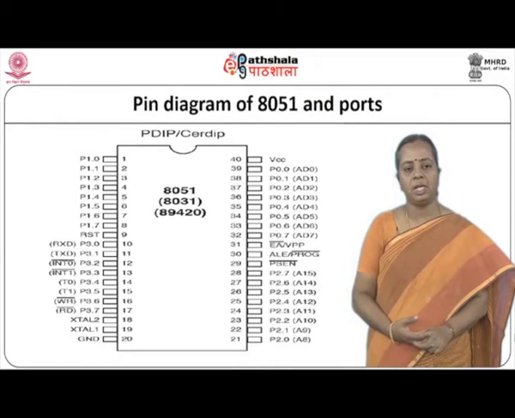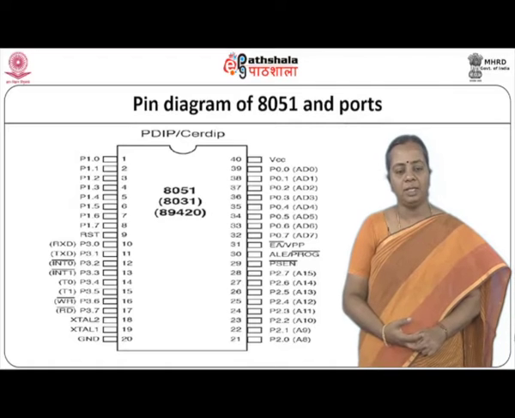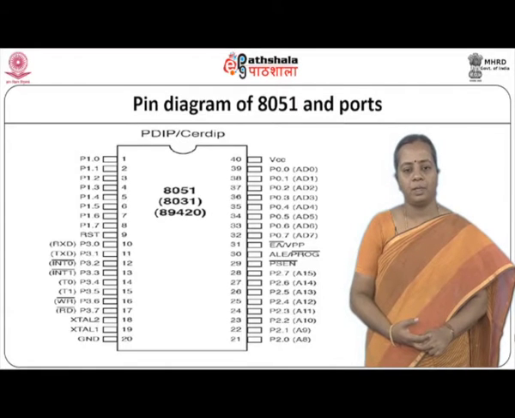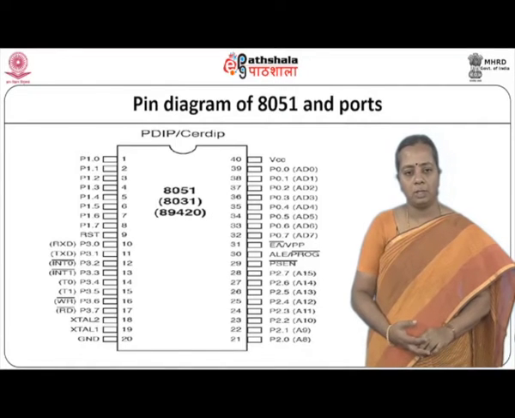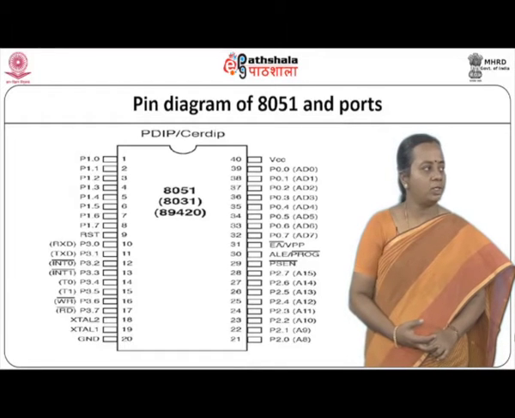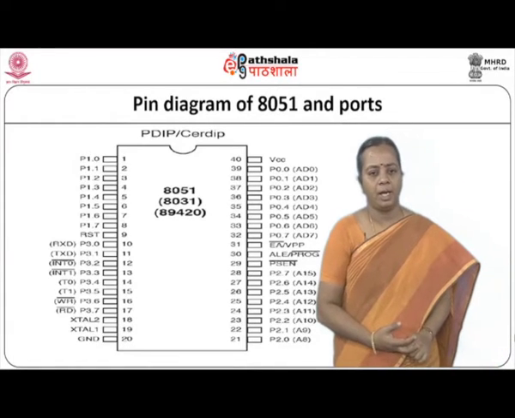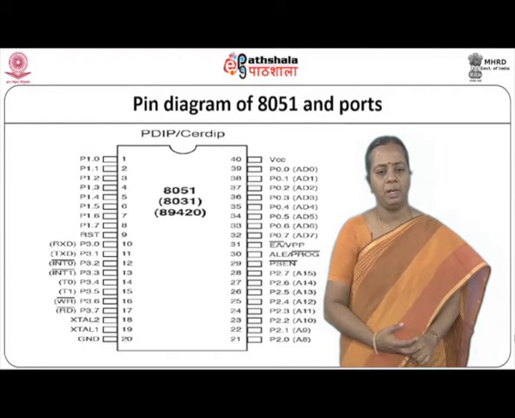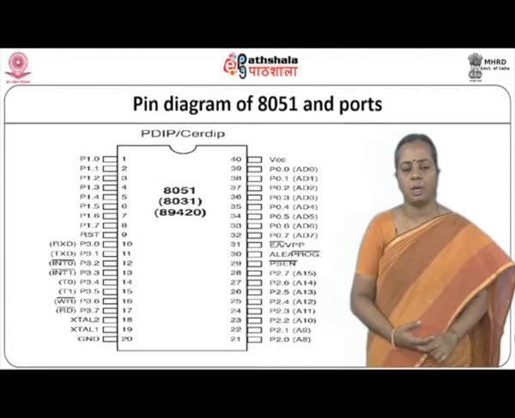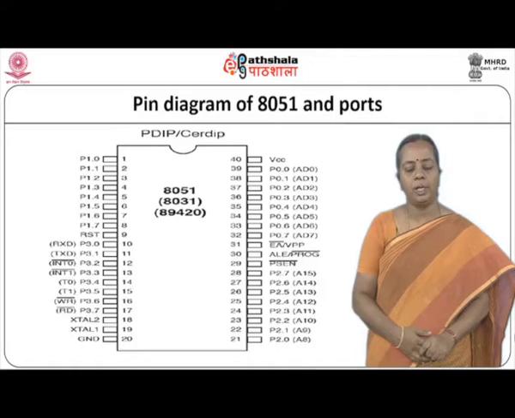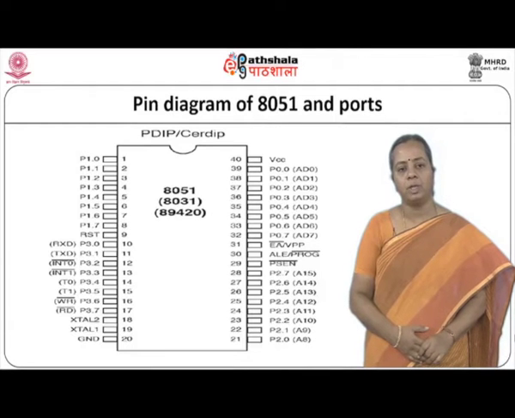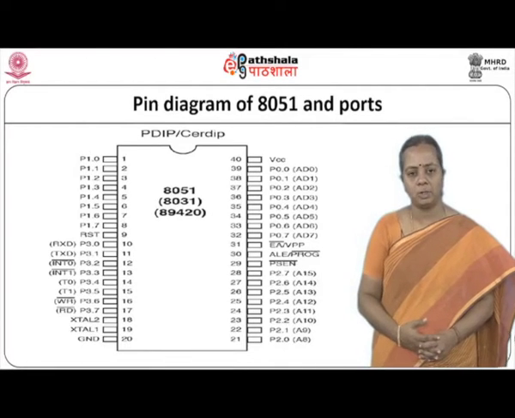That port 3 is used for special purposes also. In each parallel port we have 8 bits. Other than these 32 pins, we have the reset pin, the address latch enable pin, the program strobe enable pin, and the external crystal oscillator pins. So these pins make up around 40 pins. In this section, we will be looking mainly at the parallel ports as communication between input output devices.